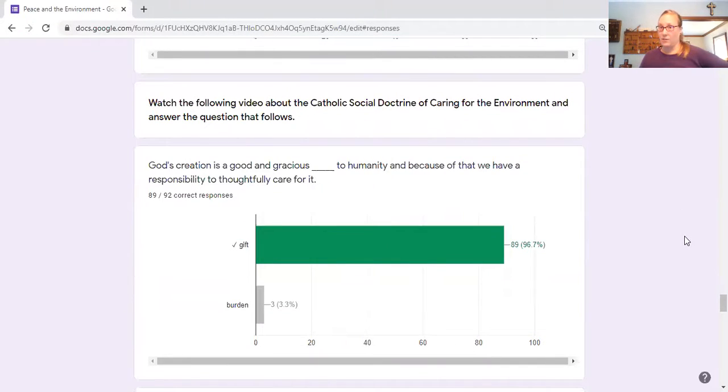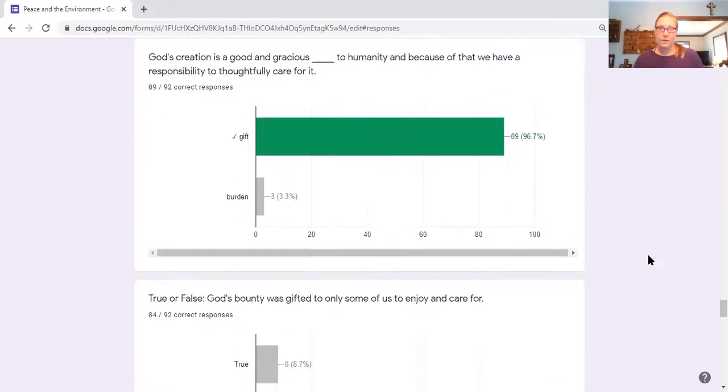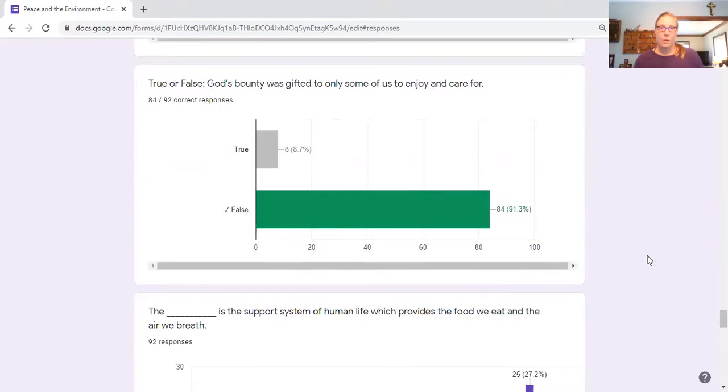All right, then we're shifting gears here to the environment. God's creation is a good and gracious gift to humanity. We talked about in that video, the book of Genesis, the creation story, when God gifted this idea of creation to the care of mankind. True or false? God's bounty was gifted to only some of us. Trick question. That was supposed to be all of us. Okay, not some of us.